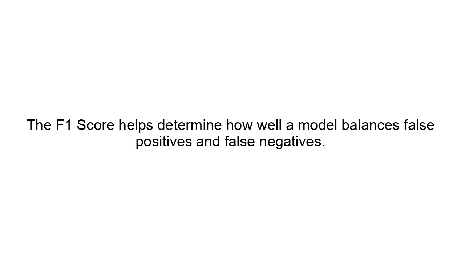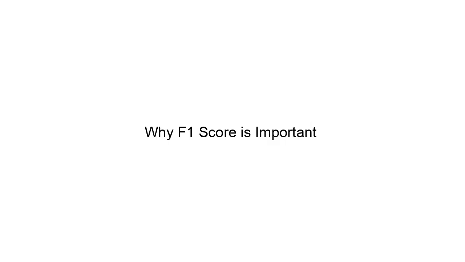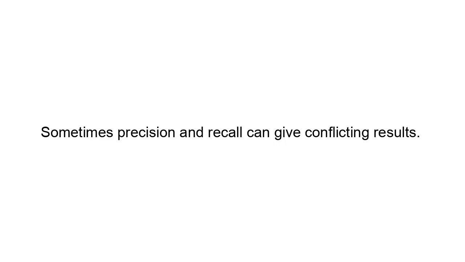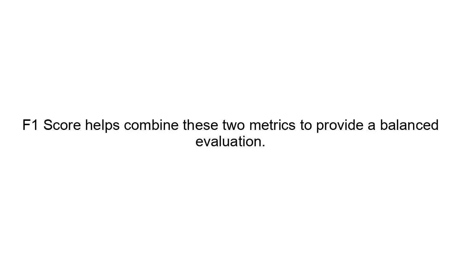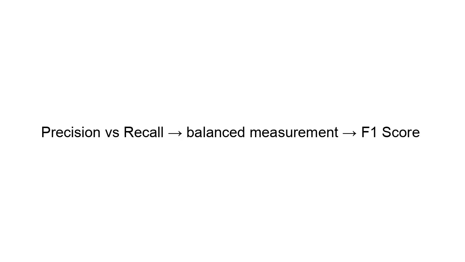Why F1 score is important. Sometimes precision and recall can give conflicting results. Example. A model may have high precision but low recall. Another model may have high recall but low precision. F1 score helps combine these two metrics to provide a balanced evaluation. Example concept. Precision versus recall means balanced measurement means F1 score. This makes the F1 score useful for real-world AI systems.